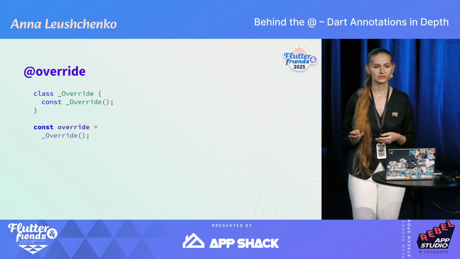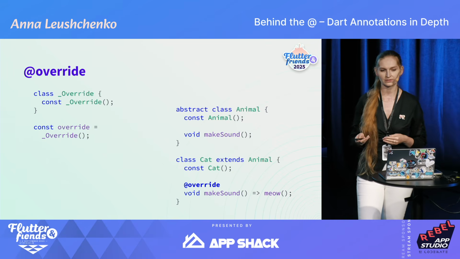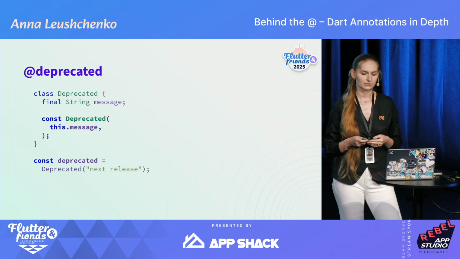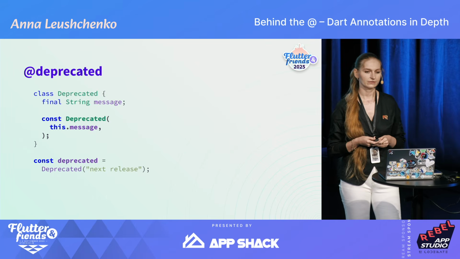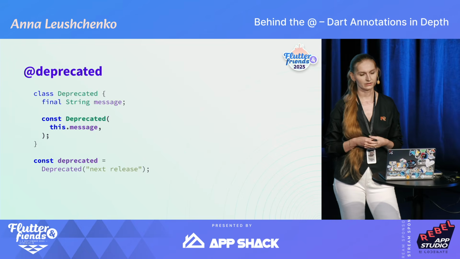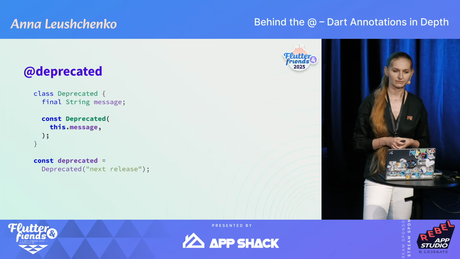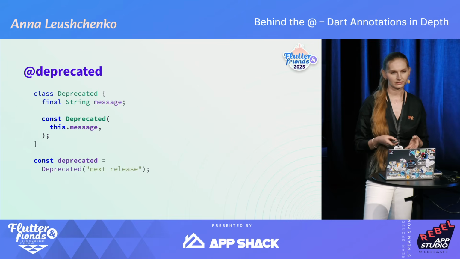Override is just a constant instance of some empty private class. And thus, it offers a single usage, just using this constant instance. Deprecated is also a constant class with a single message field. Here we have Deprecated with a capital letter, which is a class name, and thus a constructor name, and deprecated with a small letter, which is an instance of this class. This here is also a good example of naming convention for annotations. Class name with a capital letter, instance name with a small letter. Really just regular Dart code.